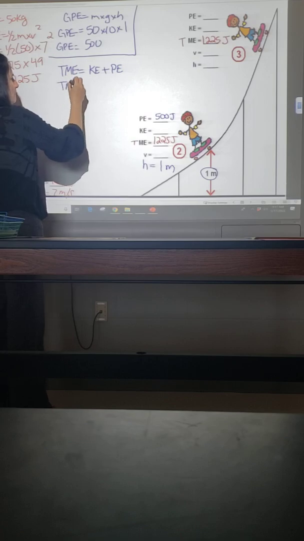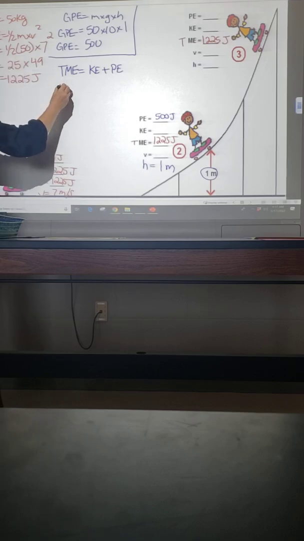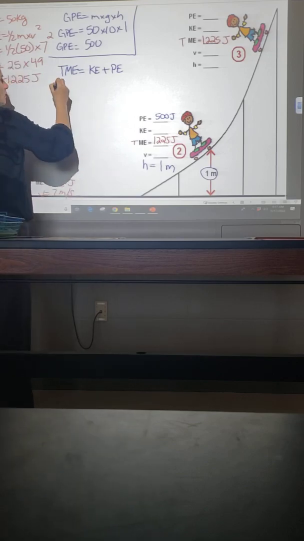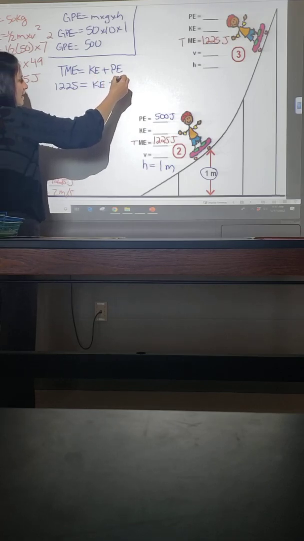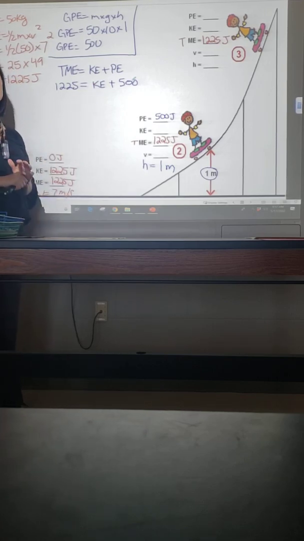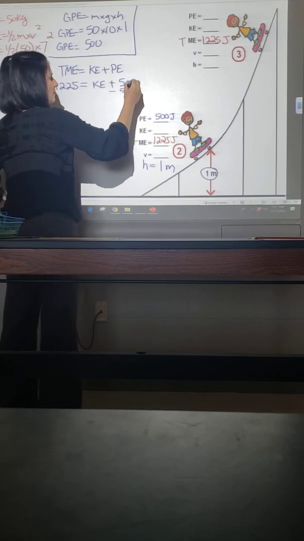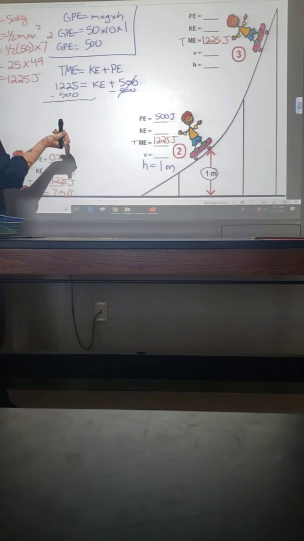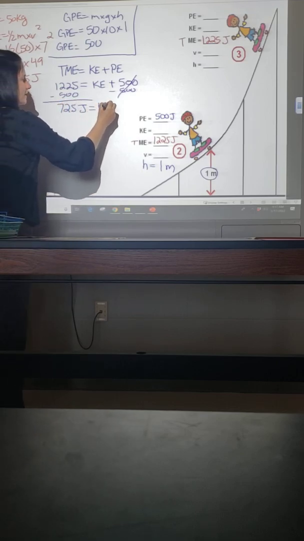And if I fill in what I know, and again, please make sure that you're doing this work on your paper as well. So if I fill in my 1225, I do not know my KE, but I'm adding that to my 500. So how do I get KE alone? Subtract 500. Good. The inverse of addition is subtraction. So I'm going to subtract 500, gets rid of it over there, but the rules of algebra say whatever I do to one side, I have to do to the other. So when I do the subtraction, you get 725 joules for my KE.